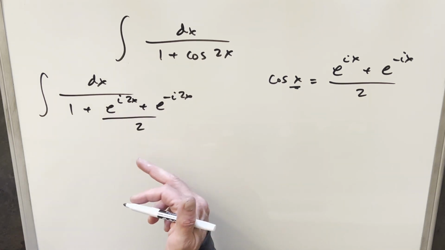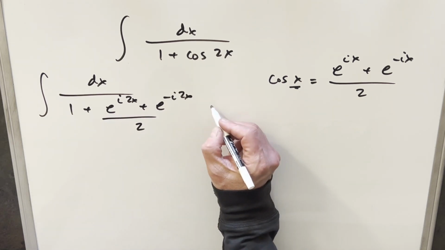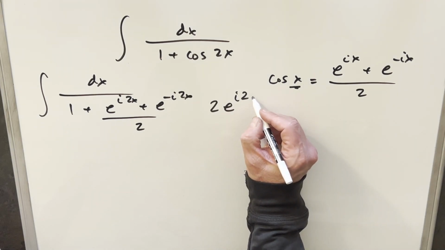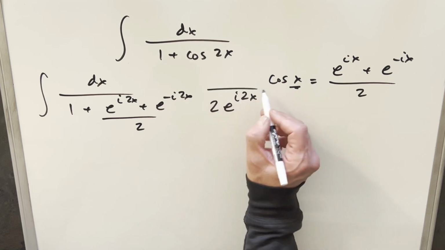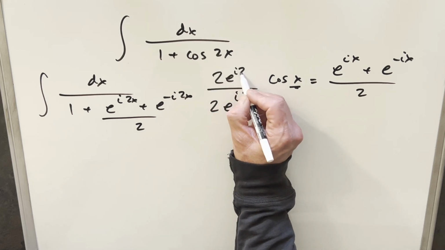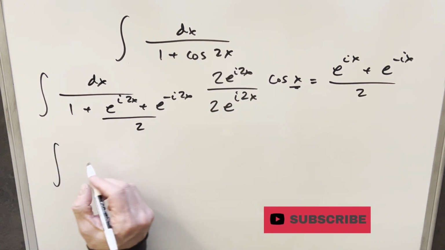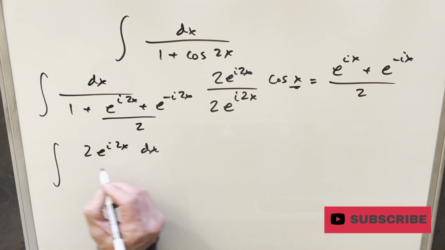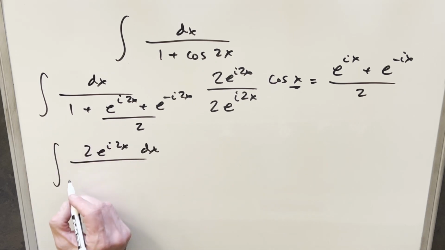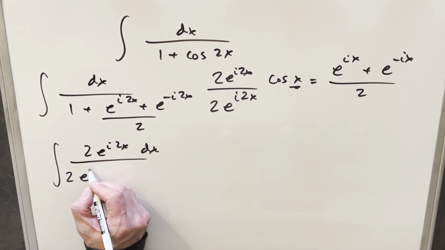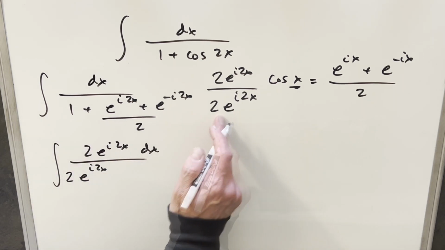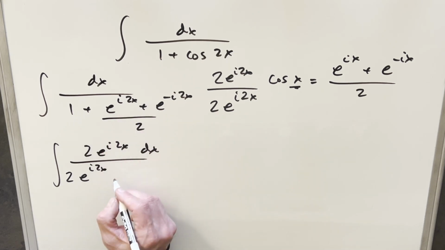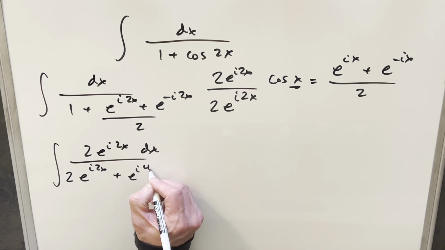But now I want to get some simplification. I want to get this 2 out of the denominator. So I'm going to multiply by 1, multiplying by 2e^(i2x), and we'll do the same thing in the numerator. Our numerator becomes 2e^(i2x) dx. Multiplying this into the first term, we have 2e^(i2x) here. For this part, the 2's cancel, so we multiply e^(i2x) times e^(i2x). This gives me e^(i4x).